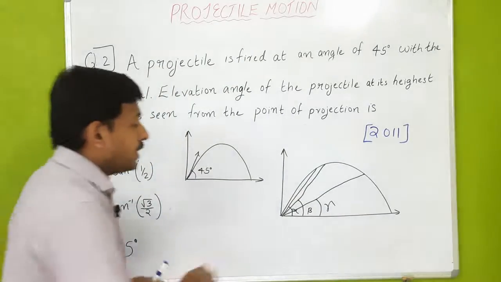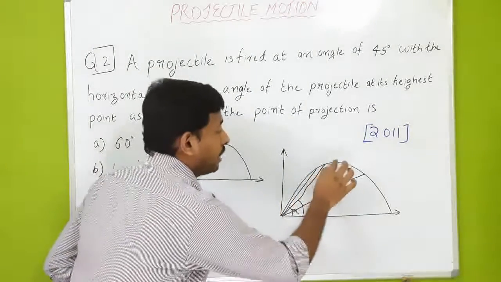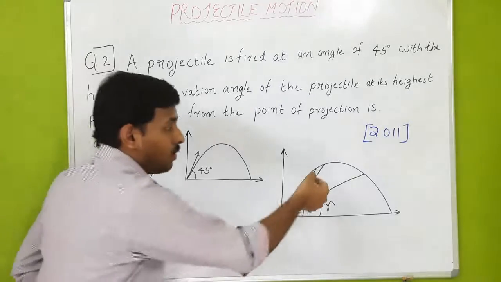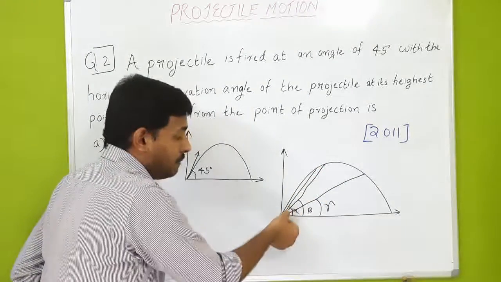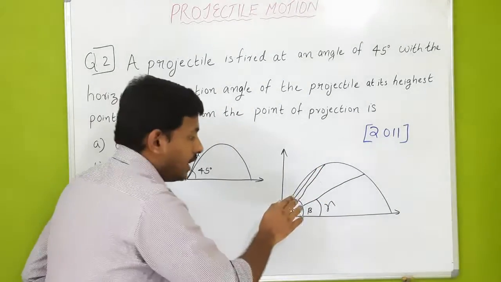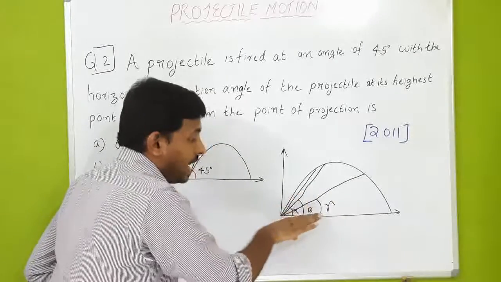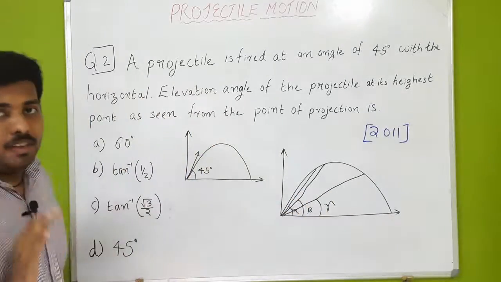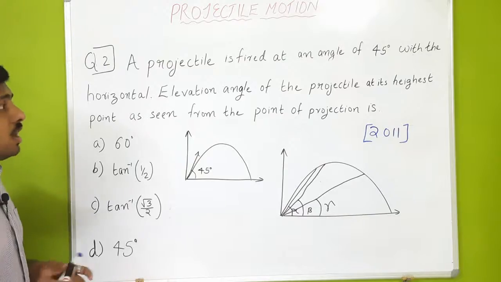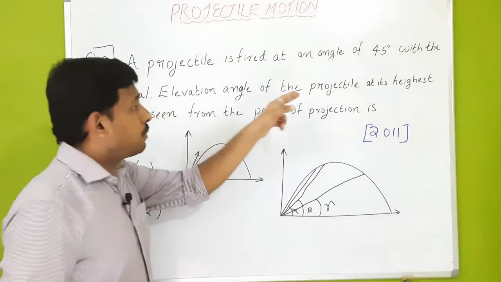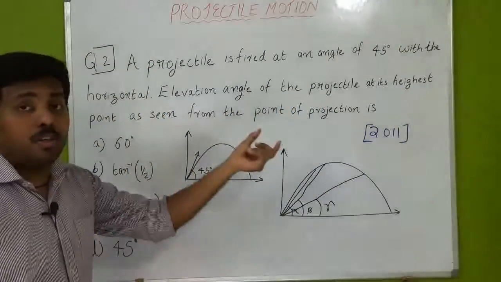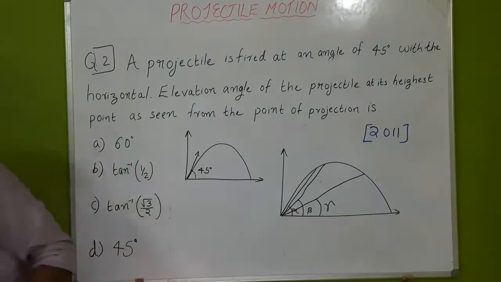So for each point on the parabolic path of the projectile motion, we can draw a line joining that point and the point of projection. The angle made by this line and the horizontal is known as the elevation angle. So we have to find the elevation angle of the projectile at its highest point. What is the elevation angle at its highest point?